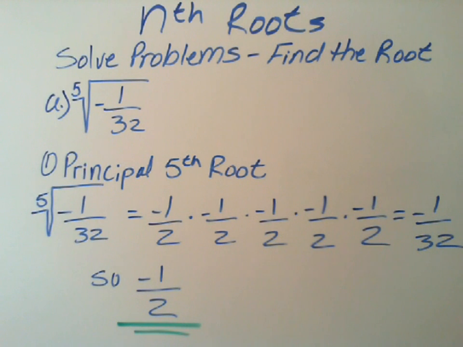Notice in this problem that we have a negative number under the radical sign. We were able to solve this problem because the index, the number 5, is an odd number. Had the problem been to the fourth root, or the index been an even number, we would not have been able to solve this problem, and our answer would have been undefined or not a real number.